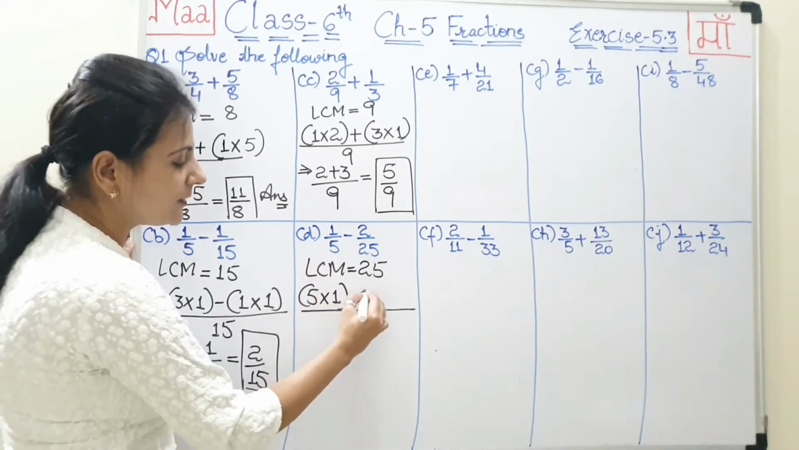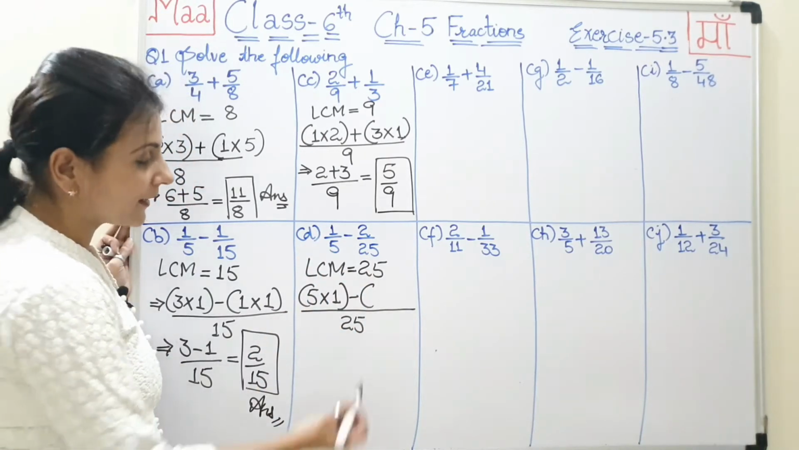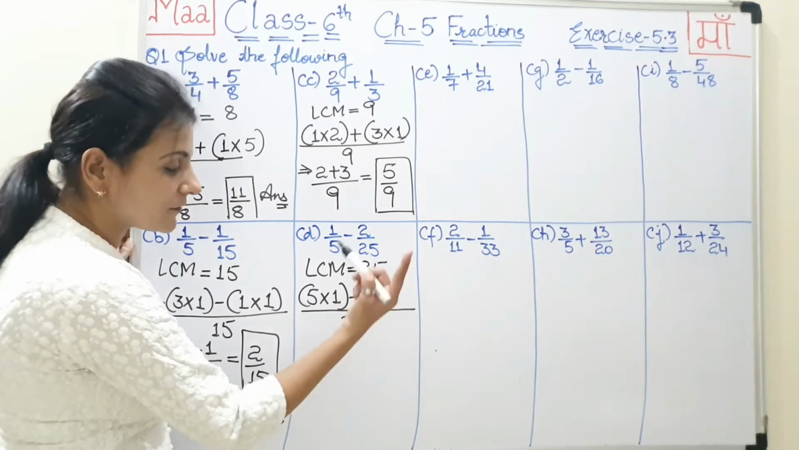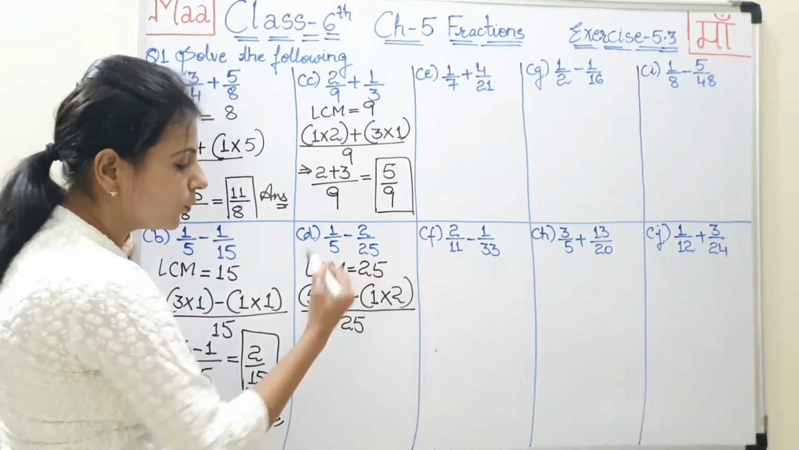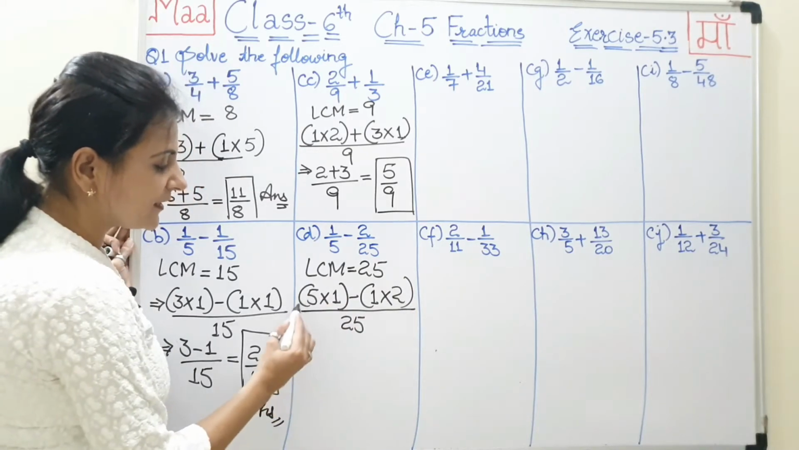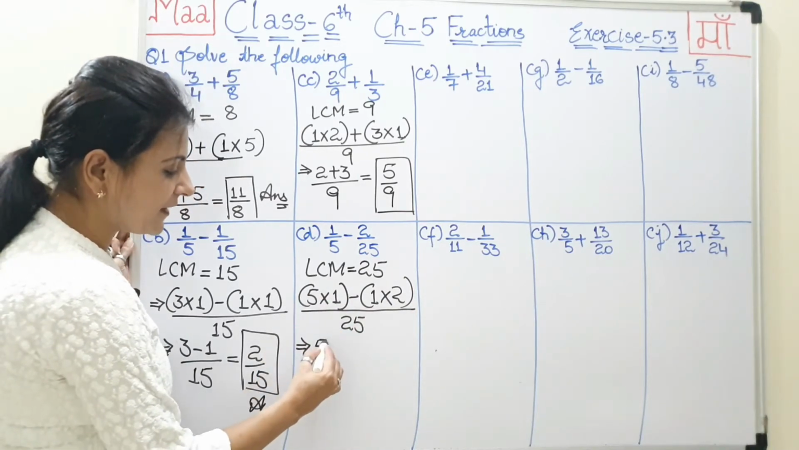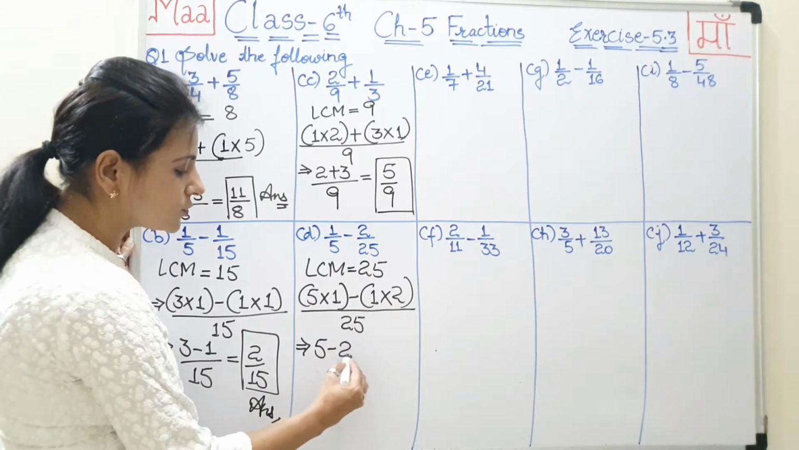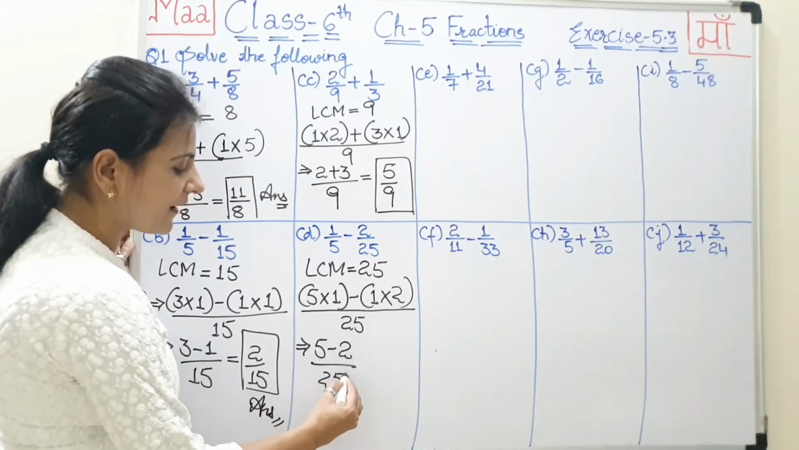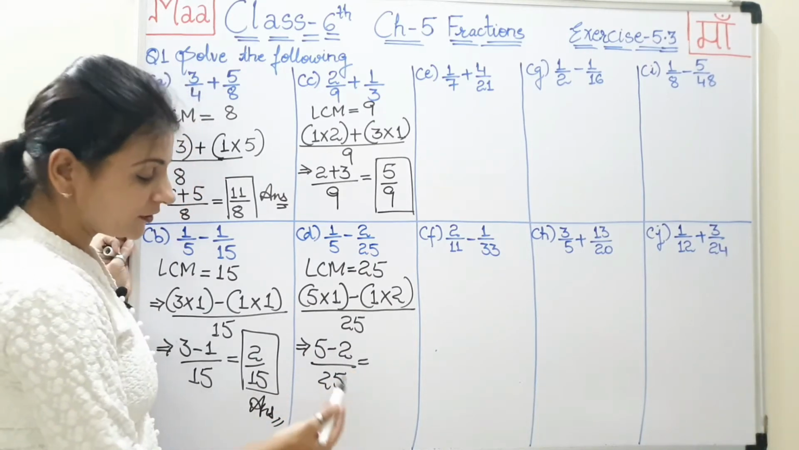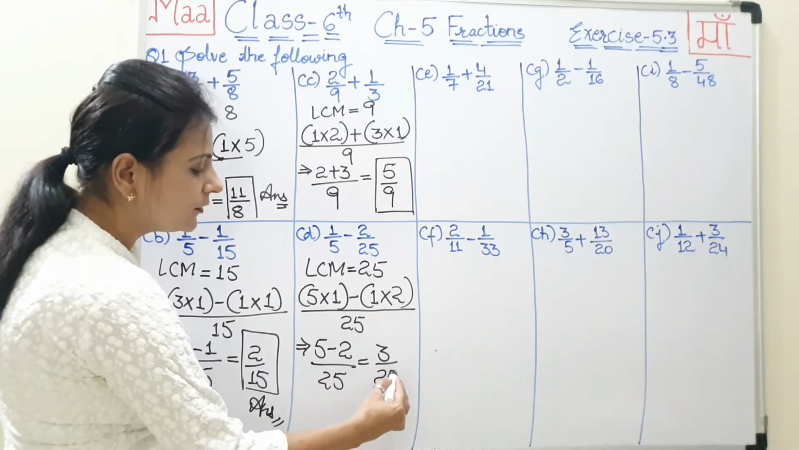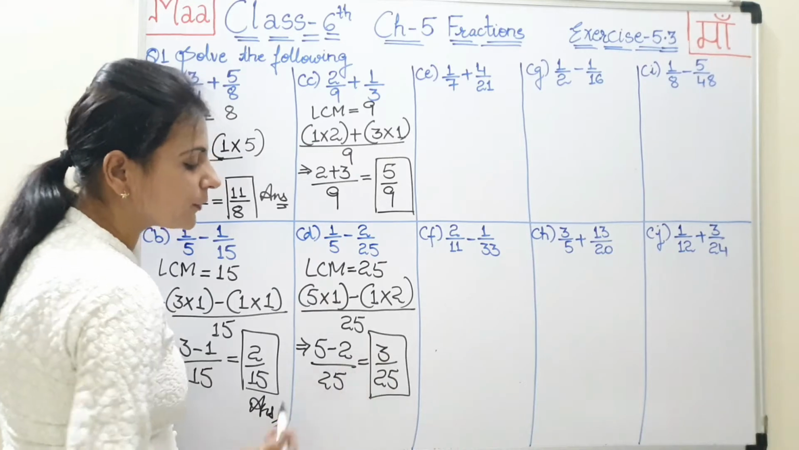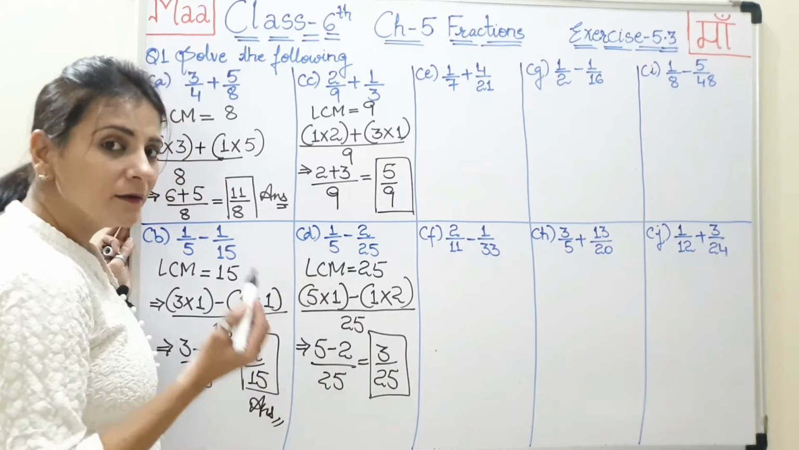Okay. In between minus sign, again draw one bracket. Table of 25, 25 comes 1 time. So we will write 1. Multiply by the numerator 2. Next step, we will do multiplication. So 5 ones are 5 minus 1 twos are 2 upon 25. So here you have to do subtraction. If you subtract 2 from 5, you will get 3 upon 25. So this 3 upon 25 is the answer of part D.